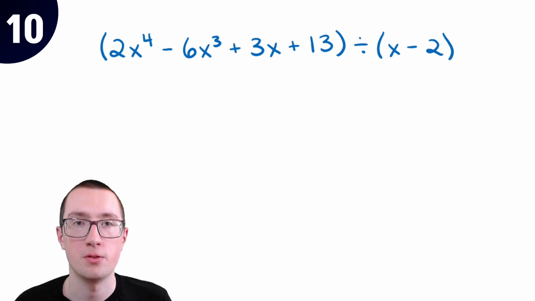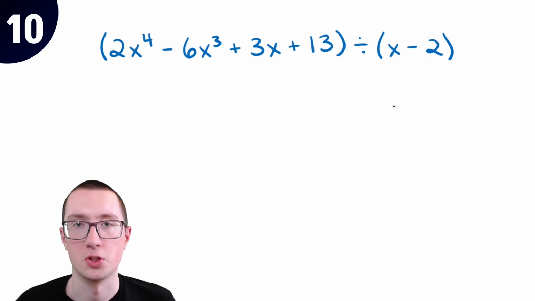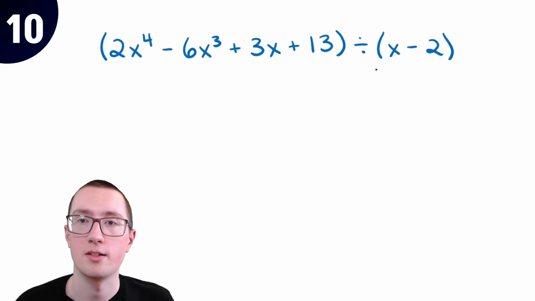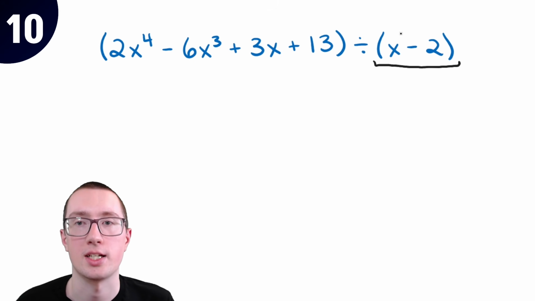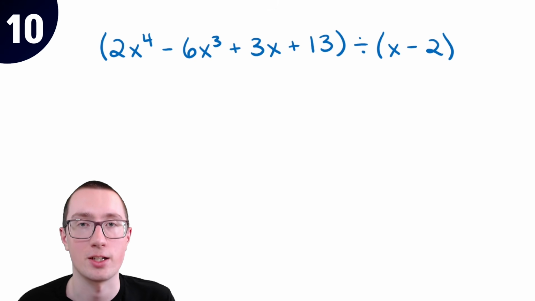There's long division, which is cool and all, but long division is long, in case you didn't know. And the other way to do it is synthetic division. Synthetic division is easier and faster, but we can only do it if this part here that we're dividing by is x plus a number or x minus a number. So if there's like an x squared in here, then you're out of luck. You got to use long division. So because we have just x minus 2, we can go ahead and use synthetic division.